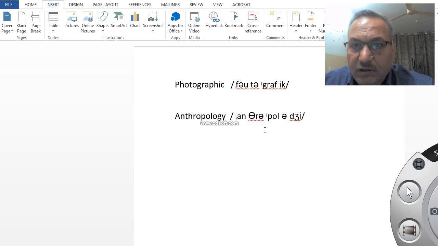So now, how many levels do we have? We have four levels: the primary level, the secondary level, the tertiary, which we do not mention, and the unstressed syllables. Thank you.